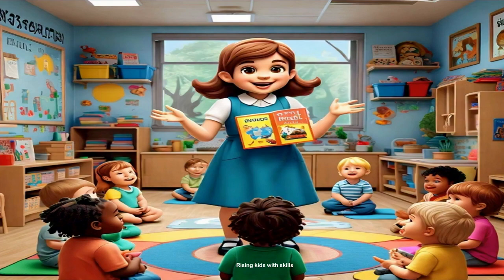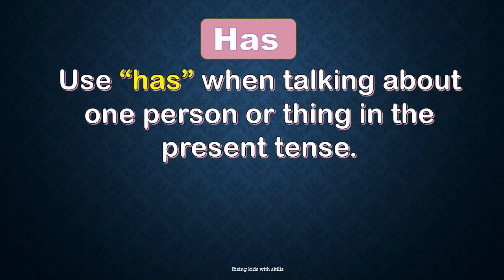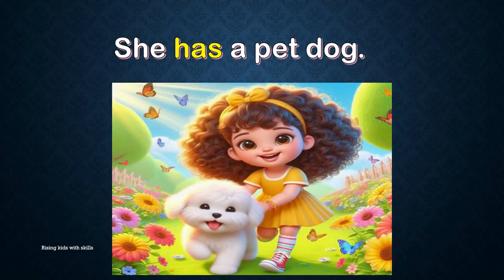Let's start. Has. We use has when talking about one person or thing in the present tense, like he, she, it, or a singular noun. For example, she has a pet dog.